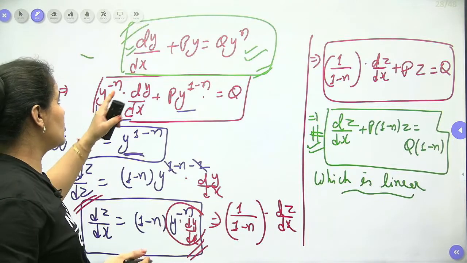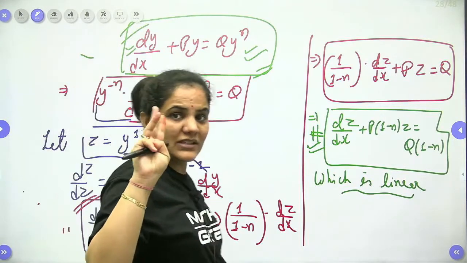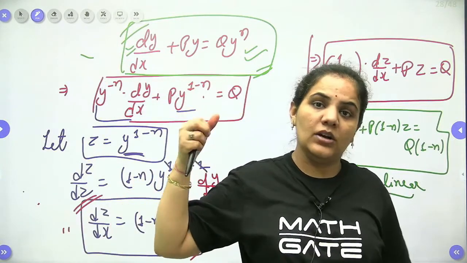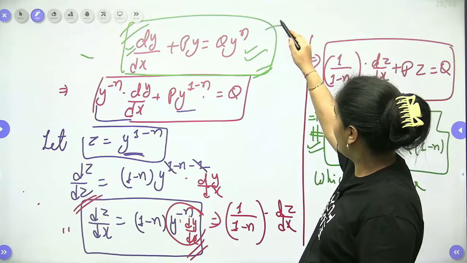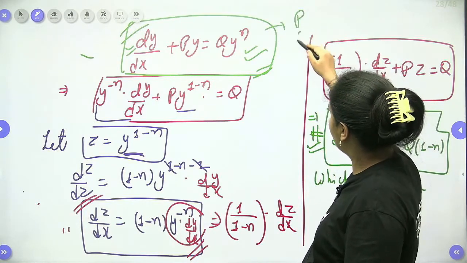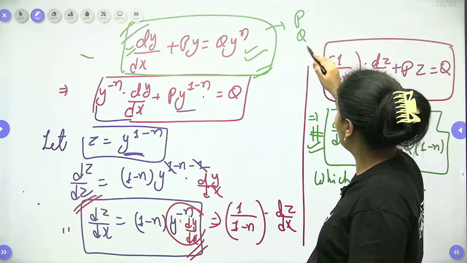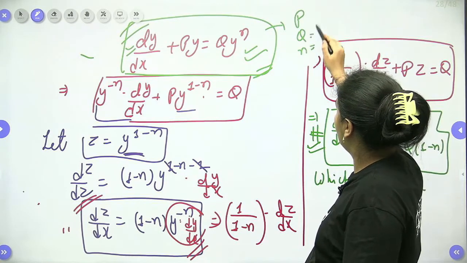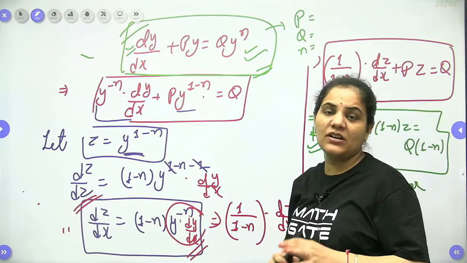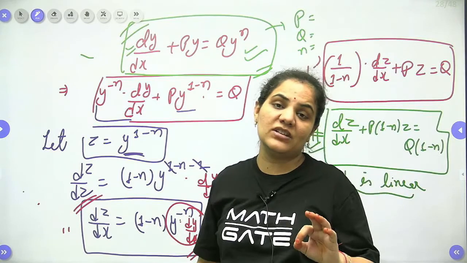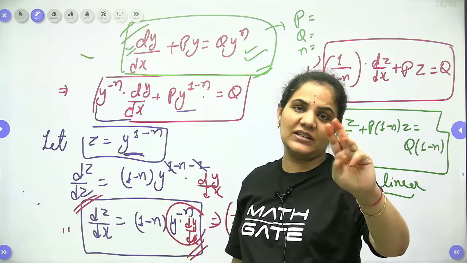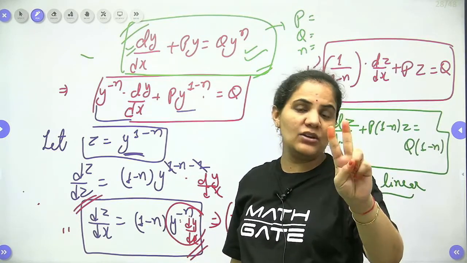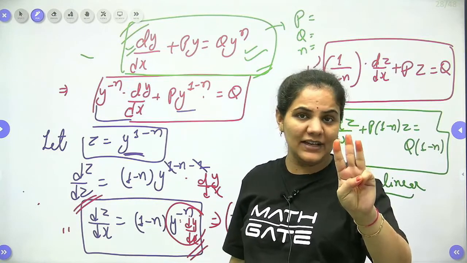Whenever you have a question in this form, you have to write down 3 things from this question. What exactly? You have to write down the value of p, the value of q, and the value of n. From the given non-linear equation or from the given Bernoulli's equation, you have to write down only 3 things: the value of p, the value of q, and the value of n, right?